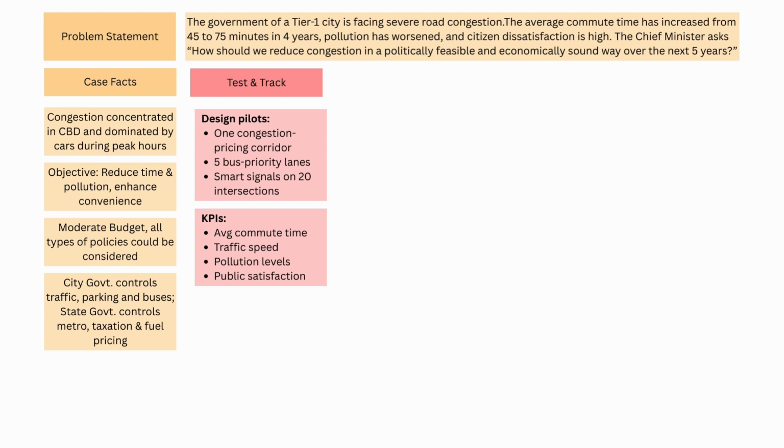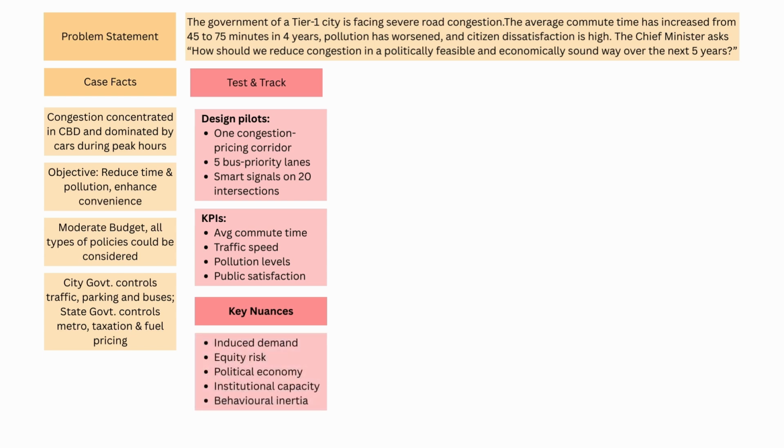Before concluding, there are a few important nuances worth mentioning. Building more roads creates induced demand in the long run. Pricing mechanisms can hurt lower income commuters if not paired with better public transport. Congestion pricing is often technically the best solution, but politically the hardest. Institutional capacity, enforcement, and technology matter more than policy intent. And finally, behavioral inertia is strong. People won't change habits unless alternatives clearly outperform private vehicles.